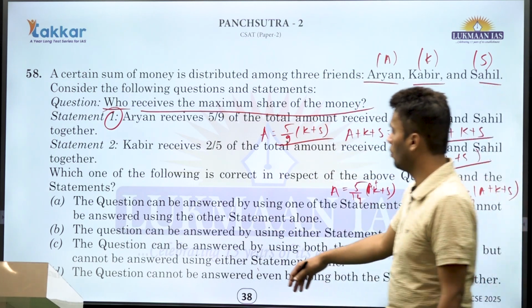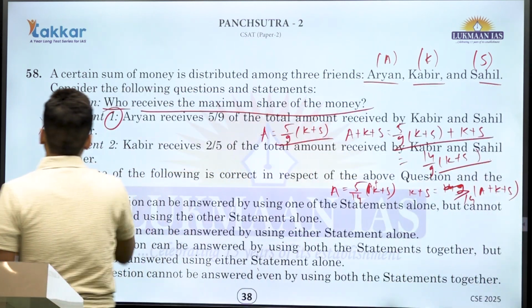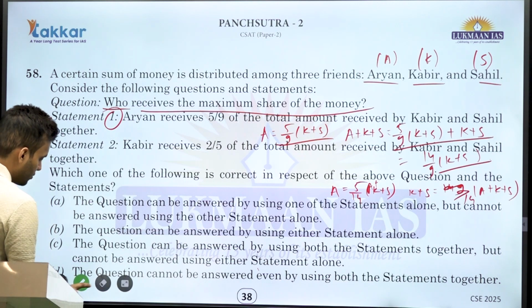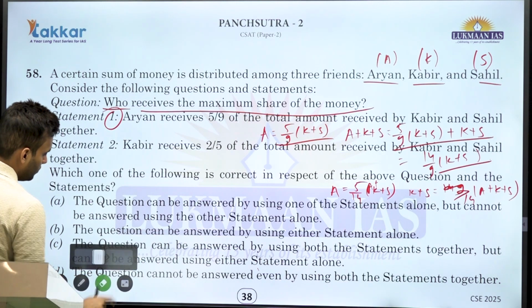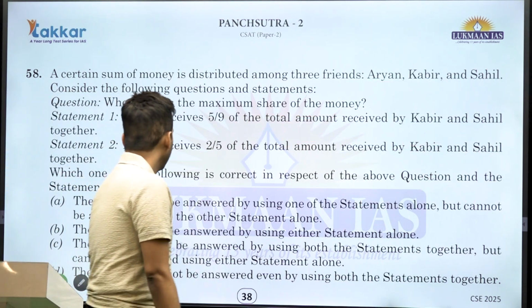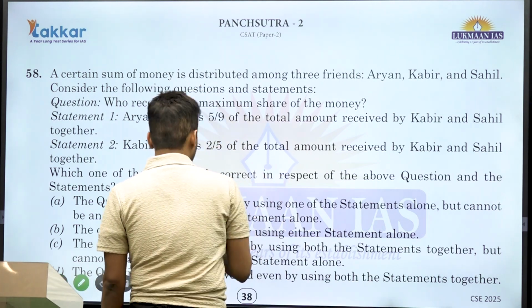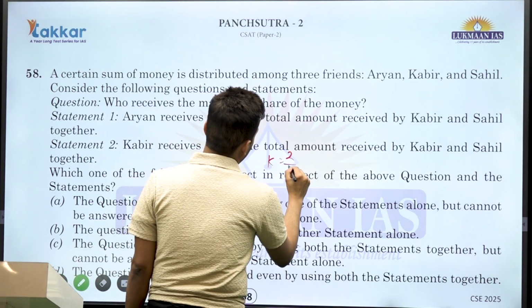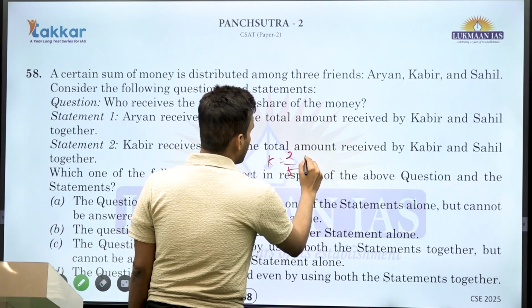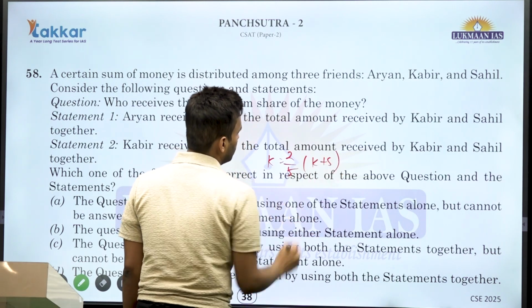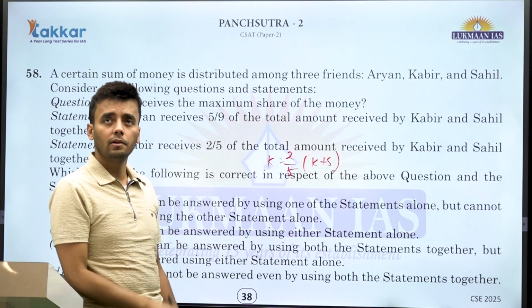So statement 1 alone is not sufficient to answer the question. Okay, now let's move on to statement 2. Kabir receives 2/5 of the total amount. K is 2/5 of the total amount received by Kabir and Sahil. This is what we got.